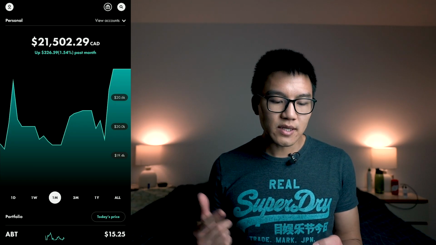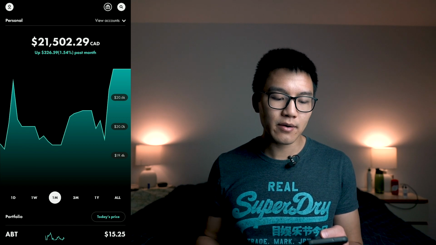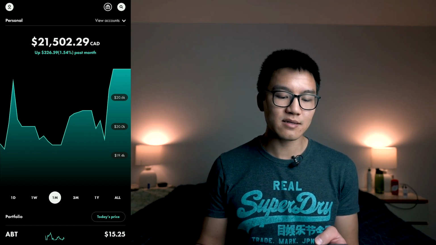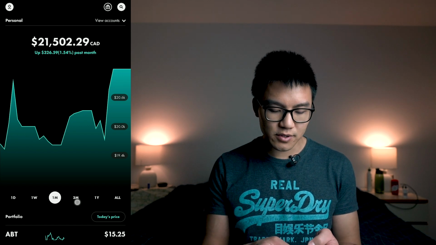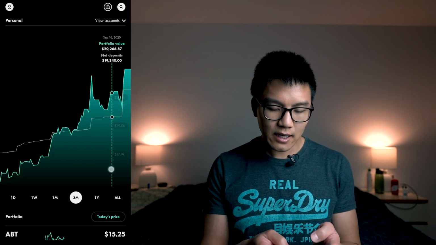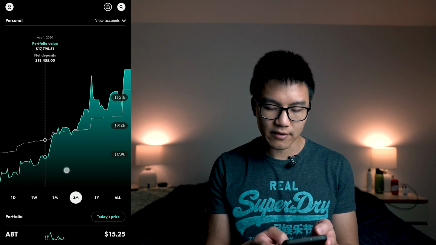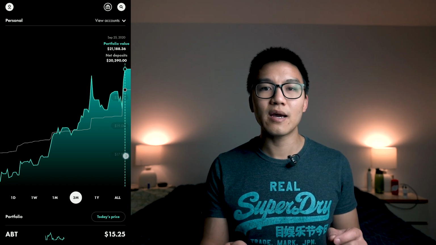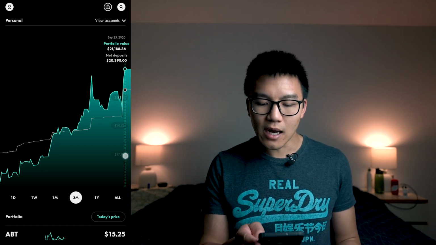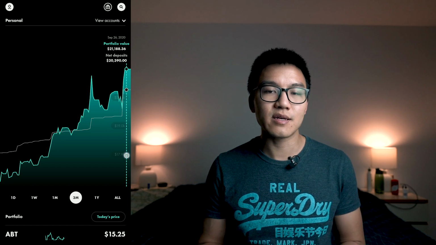So enough about technical analysis, let's jump right into the stock portfolio. As you can see here in my portfolio, currently today it's worth $21,502.29. And if we zoom out about 3 months, you can see the deposit line here as I scroll back and forth. As of today, the total net deposits I've made into this account is $20,390. So I'm up roughly around $1,000 on this account.